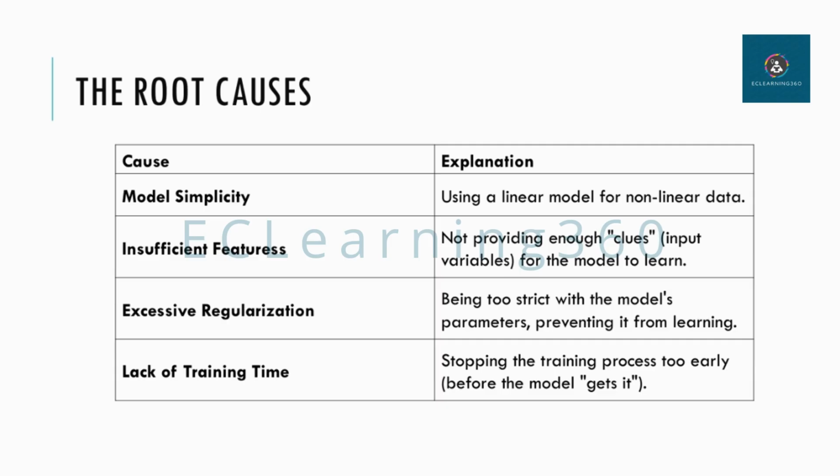It's a balancing act. Lastly, lack of training time. If we stop training too early, the model might not have fully learned what it needs to, kind of like stopping a race before the finish line. All these factors can significantly impact our model's success, and understanding them helps us troubleshoot more effectively.